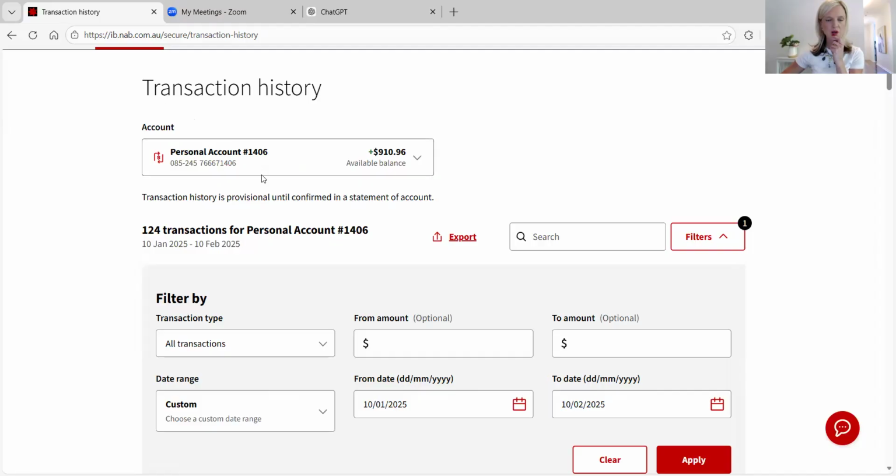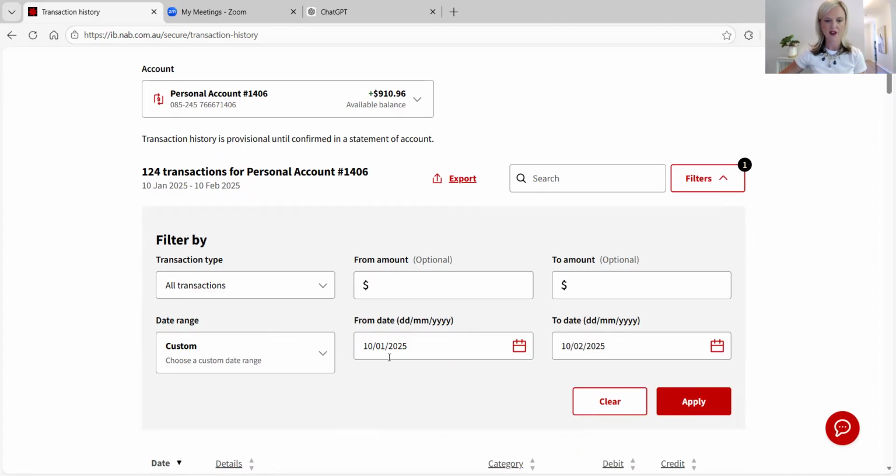So I'm just going to show you quickly by sharing my screen. I've got the NAB. So you can go into your bank account where all of your main transactions are, and if you've got a few bank accounts that have different transactions, you can do that for all of them and download them. My main spending is in this account.